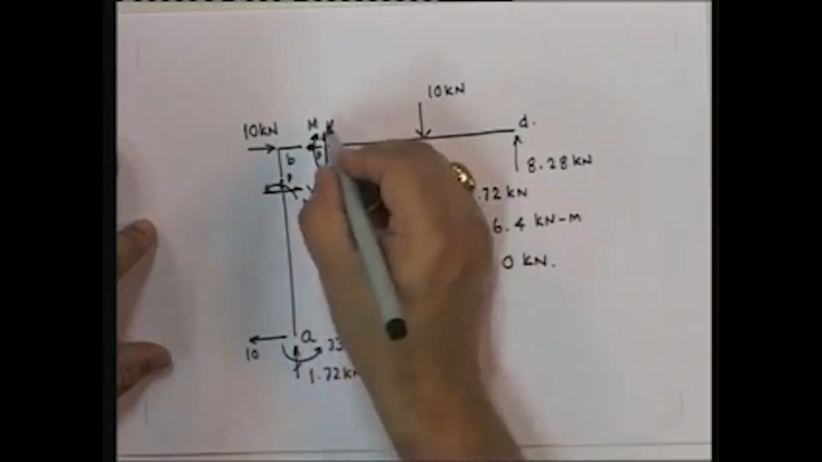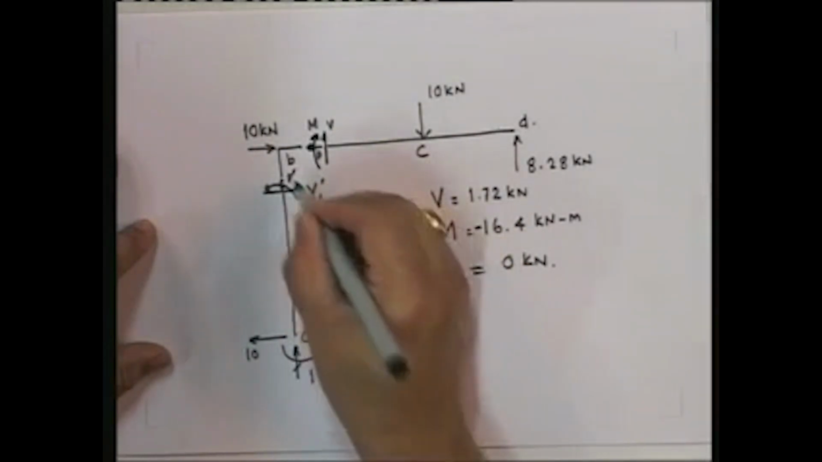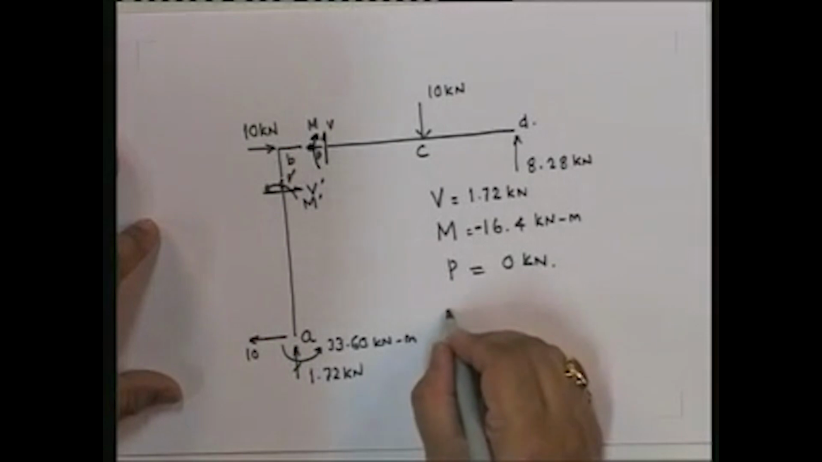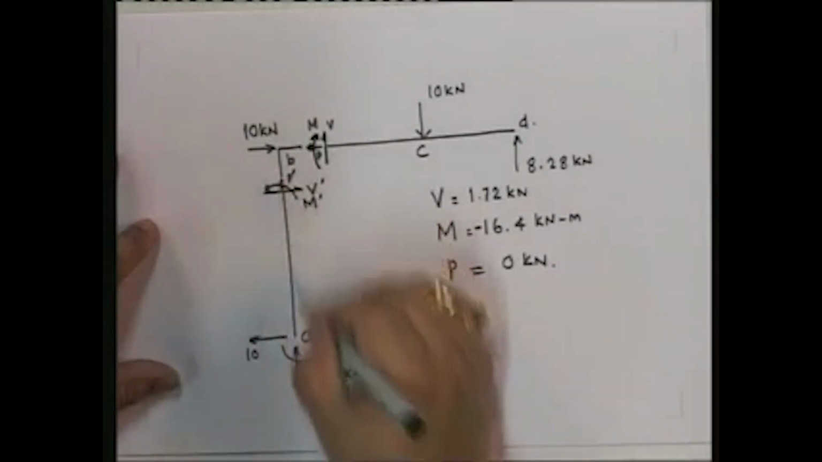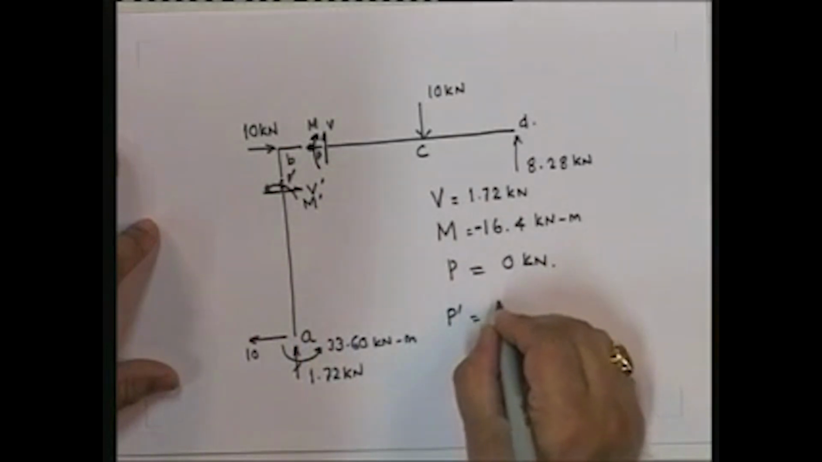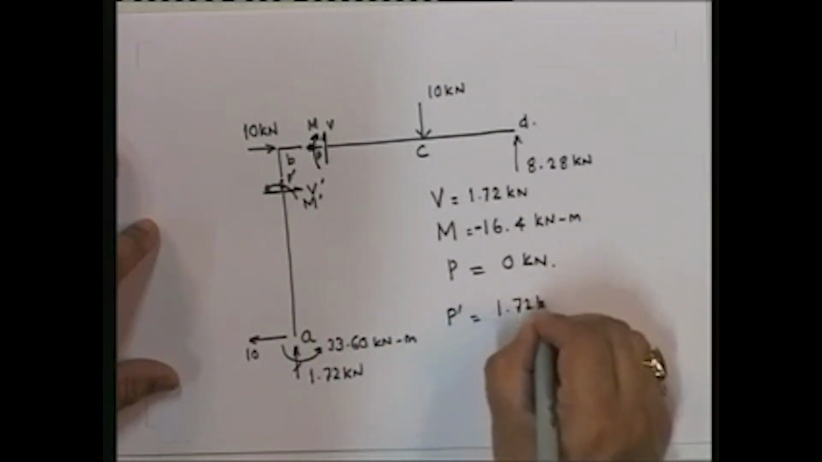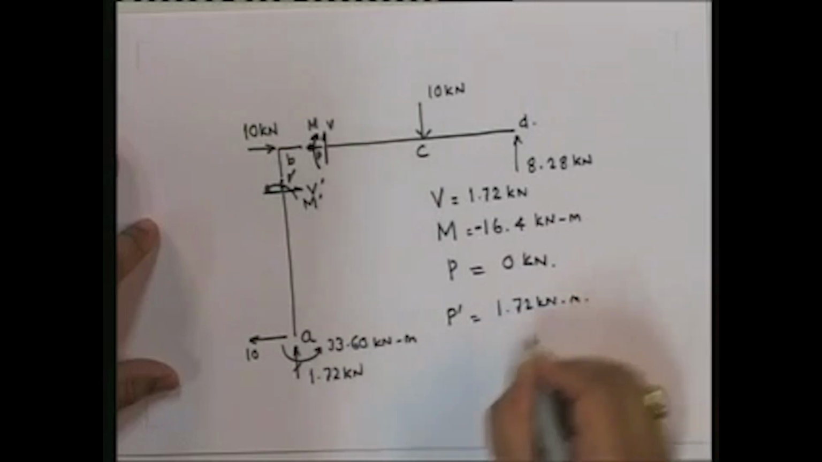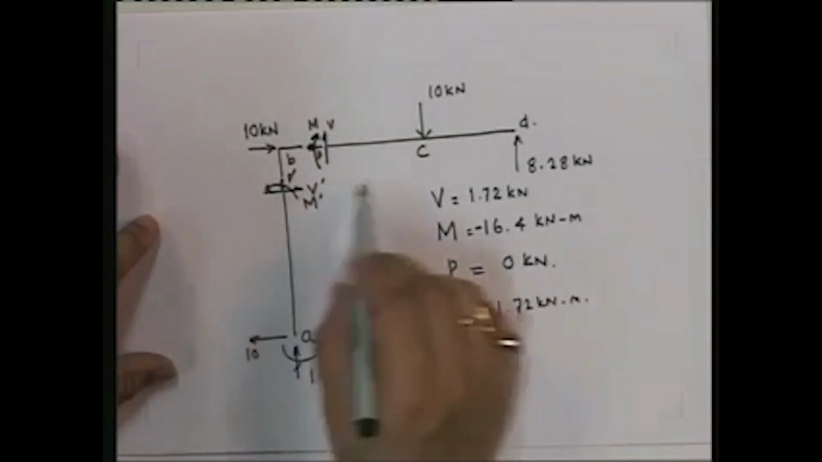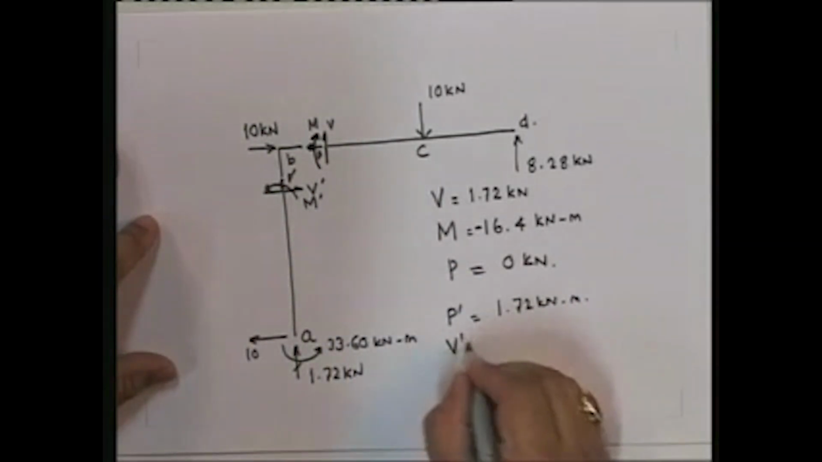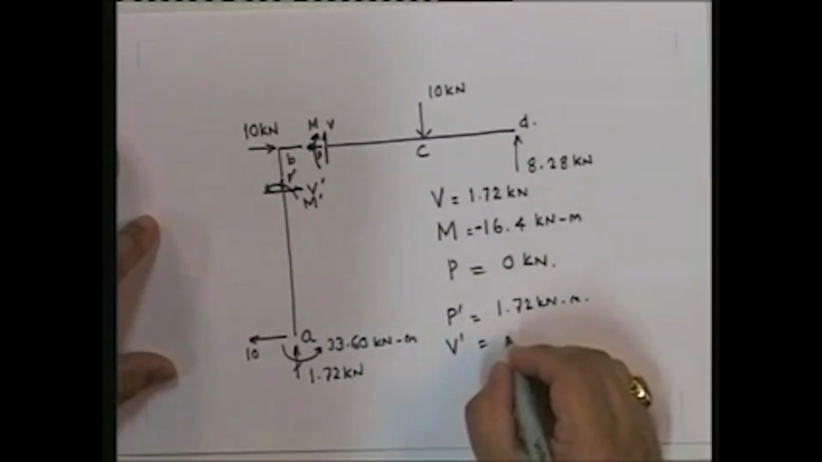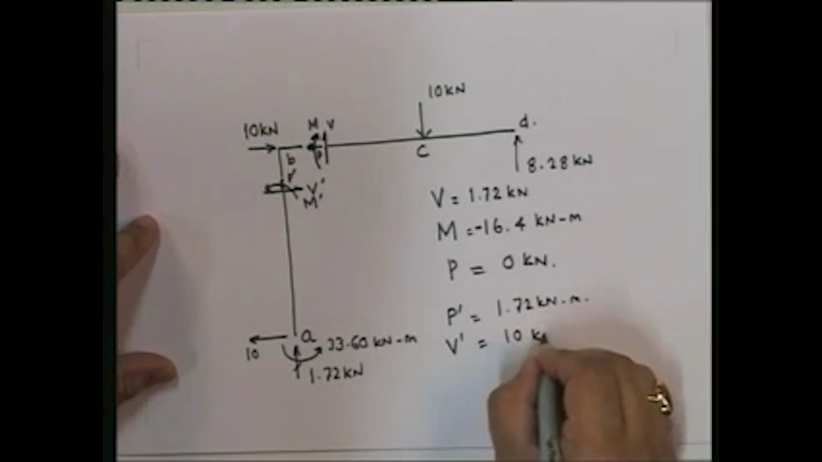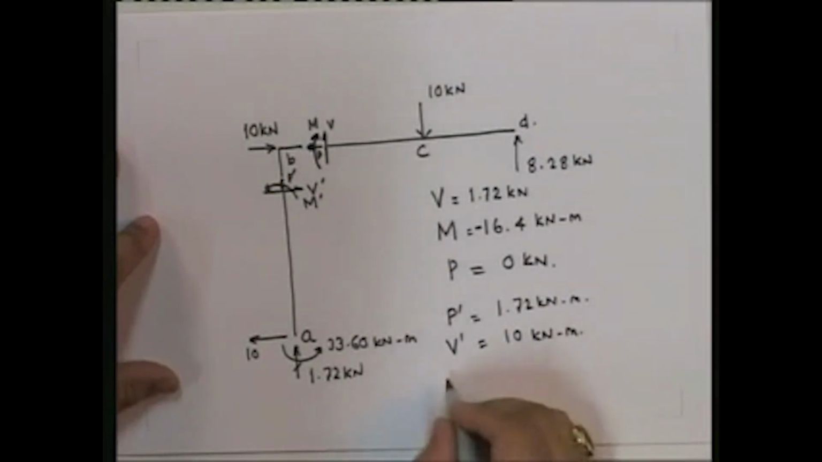So let me just make them separate, so that the P prime. What will be P prime equal to? Sigma Fy equal to 0 gives me that P prime is equal to 1.72 kilonewton meter. What is V prime going to be equal to? If you look at this, sigma Fx equal to 0 will give me 10 kilonewton meter. And what is M prime going to be equal to?